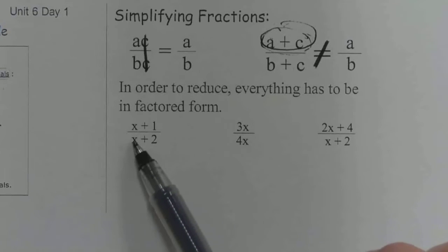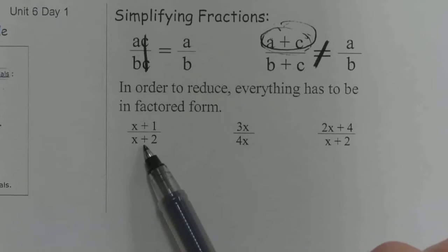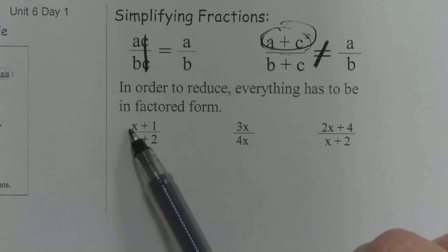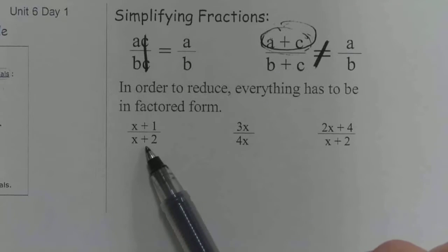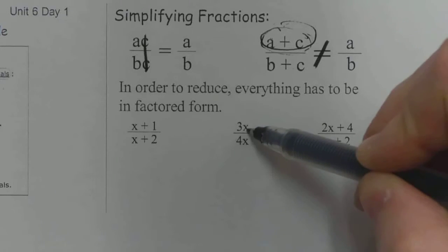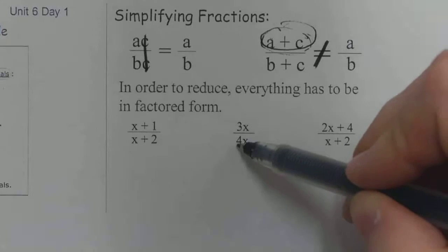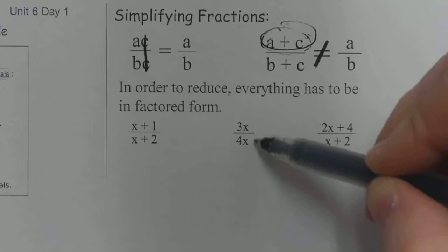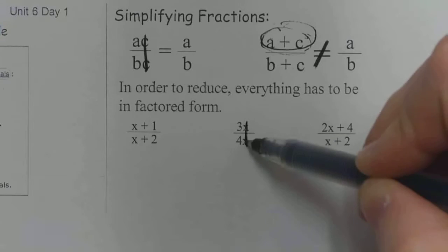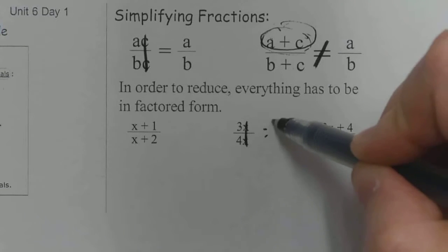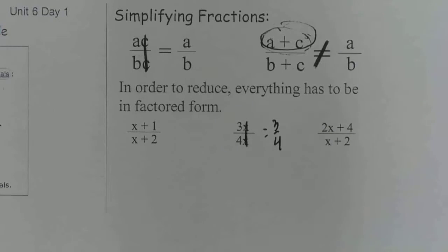So here on the bottom, the x plus 1 and the x plus 2, they do not cancel. They have to stay exactly the same way they are because they're attached by addition. Here though, the 3 times x is attached by multiplication, the 4 times x is attached by multiplication. So I can divide the x divided by x and get 1. So my answer here would just be 3 over 4.